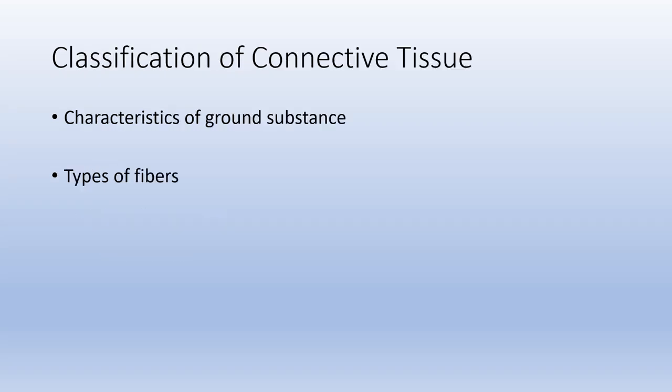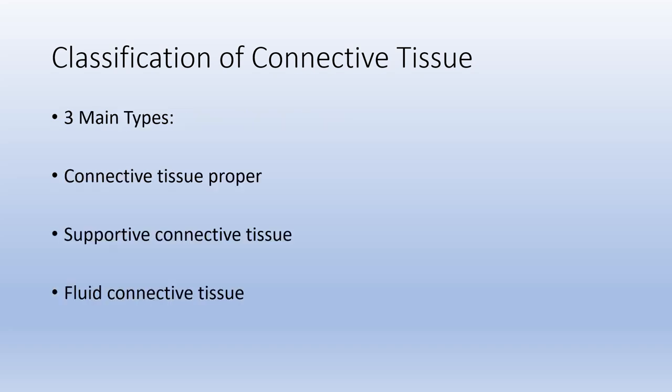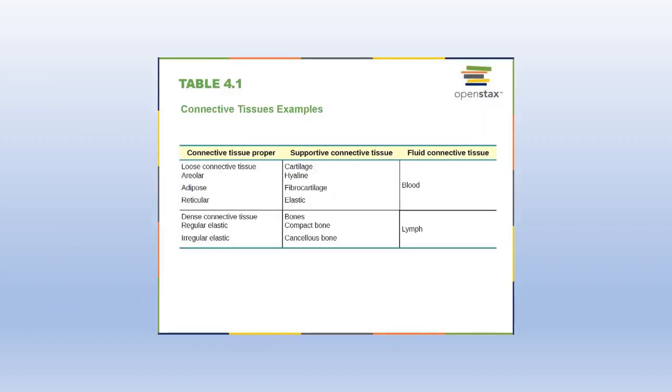So how do you classify connective tissue? You look at the characteristics of that ground substance, and you look at the type of fibers that are present in that extracellular matrix as well. There's three main broad categories of connective tissue: connective tissue proper, supportive connective tissue, and fluid connective tissue. This is a table in your book that shows these three broad categories, and underneath you can see the different types associated with each.